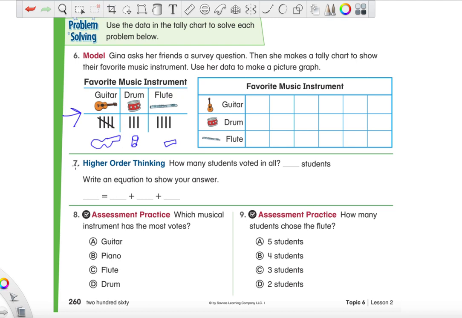After that, number 7 says, how many students voted in all? You guys should know how to answer that. And then we have some very easy multiple choice questions at the bottom. Number 8 says, which musical instrument has the most votes? Is it guitar, piano, flute, or drum? And then number 9, how many students chose the flute? And that's a pretty easy question. All right, so go ahead and do all that.